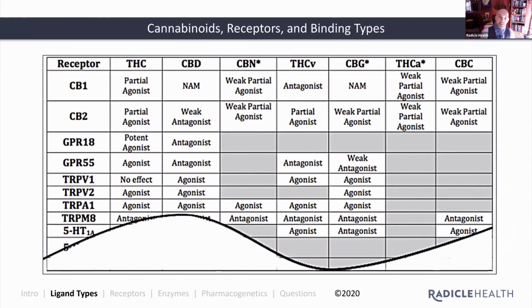The answer is that it's dose dependent. At very low doses, we find that THCV can be an antagonist at CB1, and at very high doses, THCV can be an agonist. It can stimulate CB1 activity and produce psychoactive results.